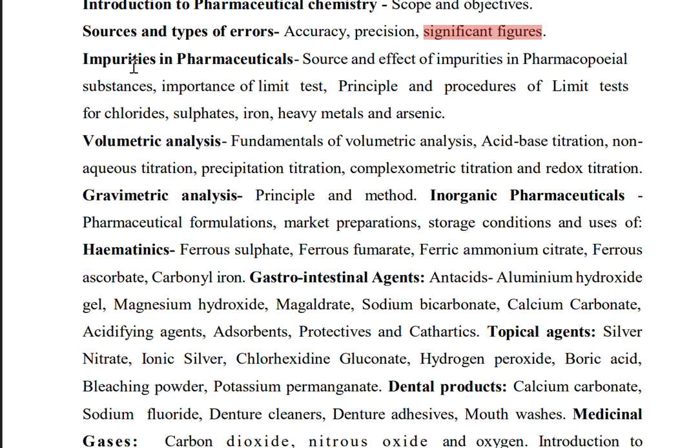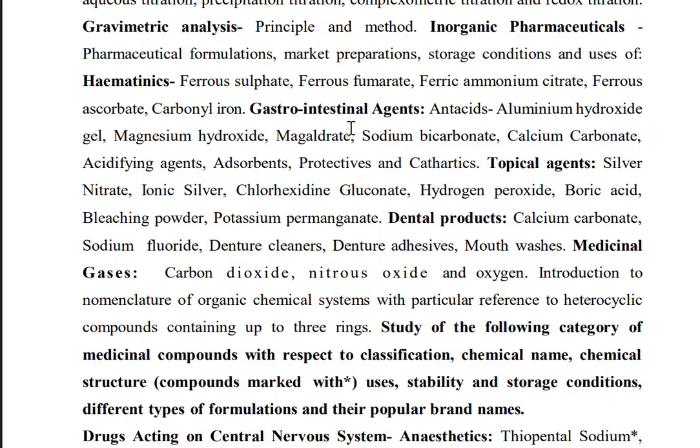Moving on to the next one, impurities in pharmaceuticals. The source and effect of impurities, pharmacopoeial standards, and the importance of limit tests such as the chloride limit test, arsenic, heavy metals, sulfate, and iron. What type of reagents are used for the limit test? They may ask questions like that. It may be easy for everyone. And then the principle and procedure for the limit test for chloride, sulfate, iron, heavy metals, and arsenic.